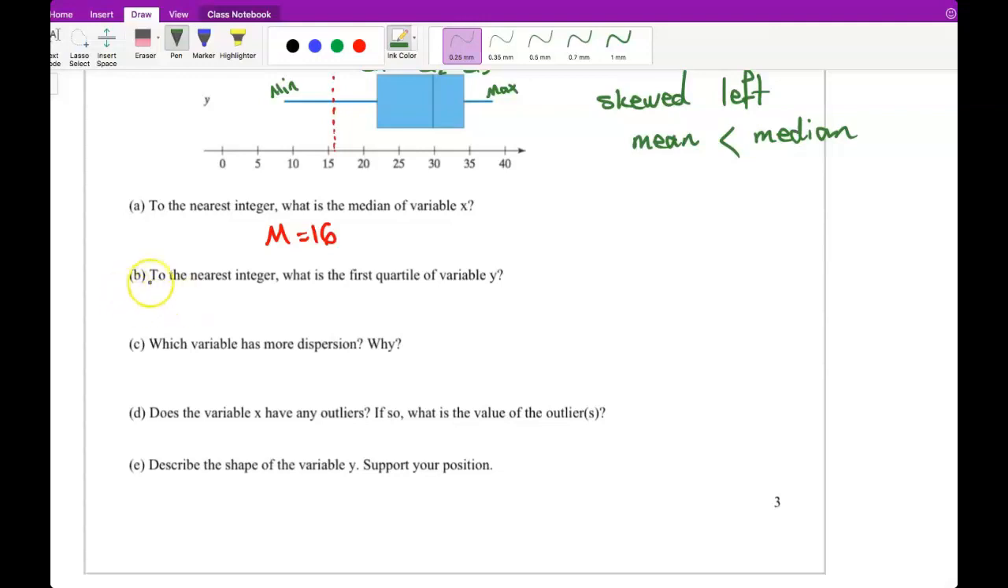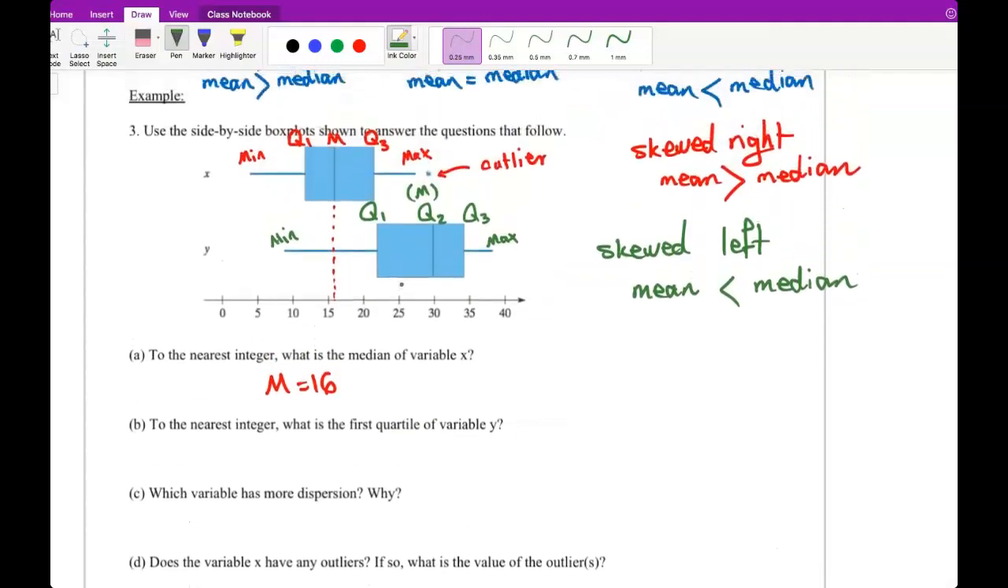Okay, now we can work on part B. To the nearest integer, what is the first quartile of variable y? So working based on the second part, this is the first quartile, finding Q1. So that is 22.